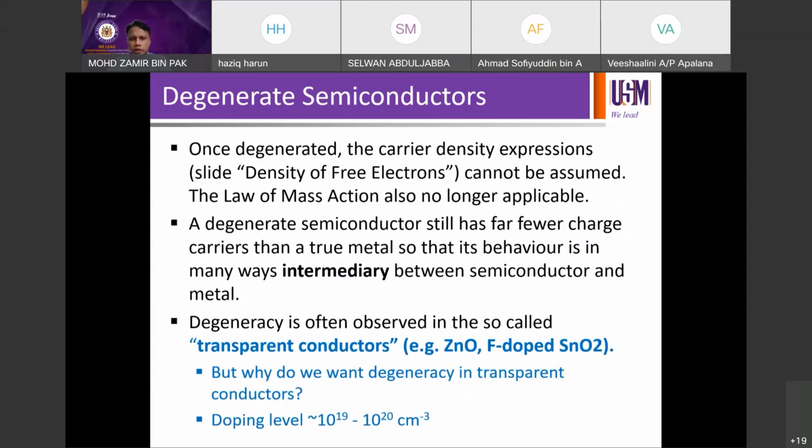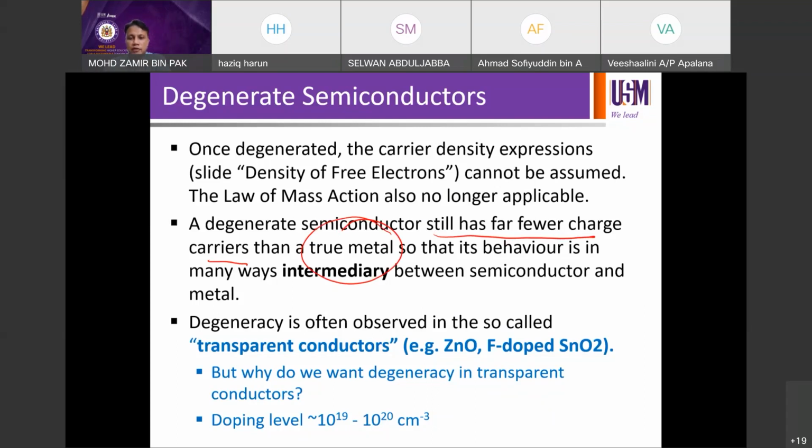Once you have a degenerate semiconductor, the carrier density expression, which is the expression for free electrons, cannot be assumed anymore, because the law of mass action will no longer be applicable, so it will not be accurate for you to use. A degenerate semiconductor still has far fewer charge carriers than a true metal, so its behavior is in many ways intermediary between a semiconductor and a metal.